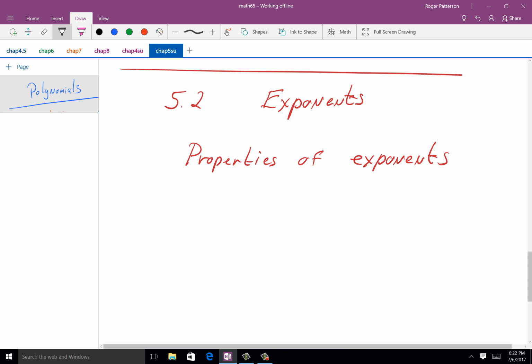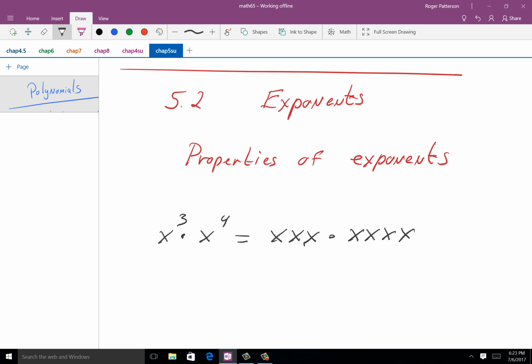Okay, let's look at this kind of problem here. Let's see, we have this. Okay, x to the third times x to the fourth. Here's what that means. You know what an exponent means, so you know you're going to have repeated multiplication there, times repeated multiplication there. So how many x's do we have? 7. There's 7. 1, 2, 3, 4, 5, 6, 7. Okay.